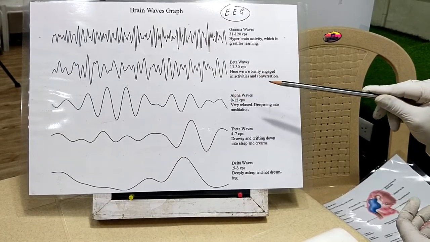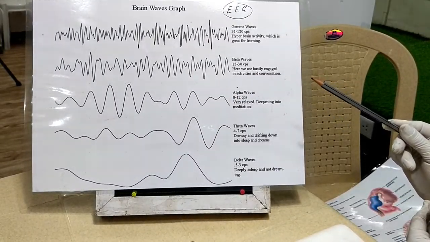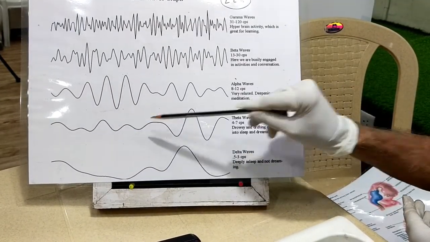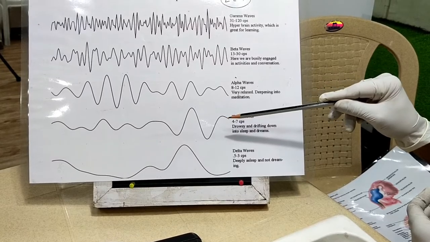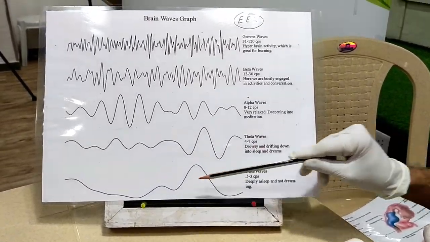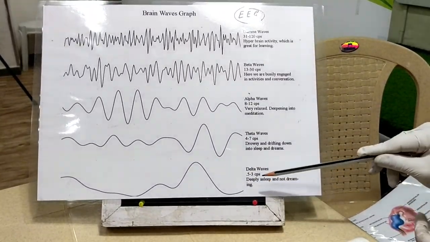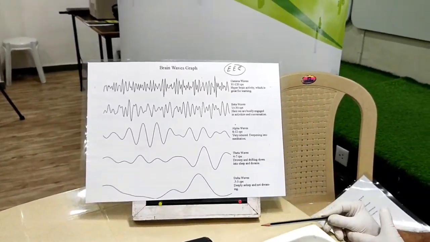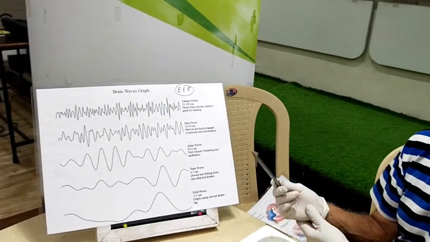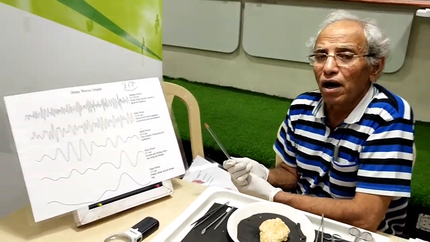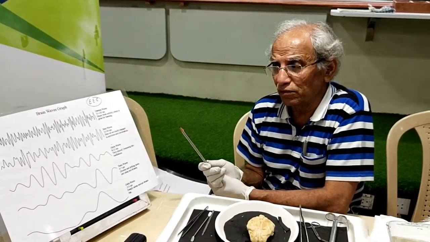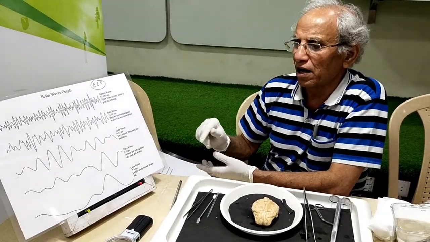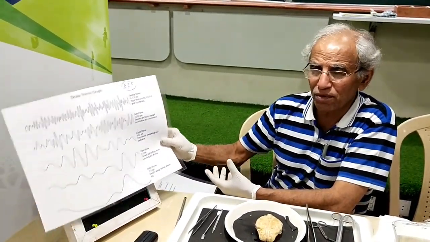And sometimes, you know, you start feeling sleepy. And then if at that time the waves are recorded, then these are the theta waves, which look like this. And when you are fast asleep, then these will be the delta waves. Wonderful conclusions can be drawn by recording the waves, and diagnosis of certain disorders can be done with the help of the brain waves. I think here you can have a break, stop, and then continue.